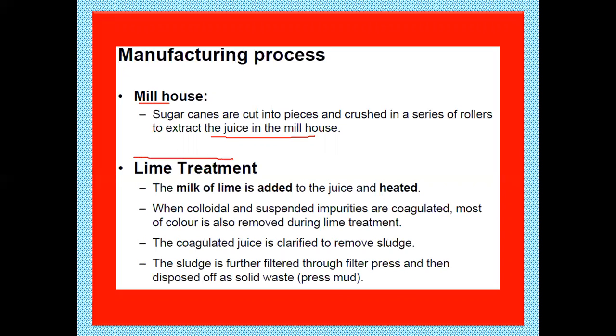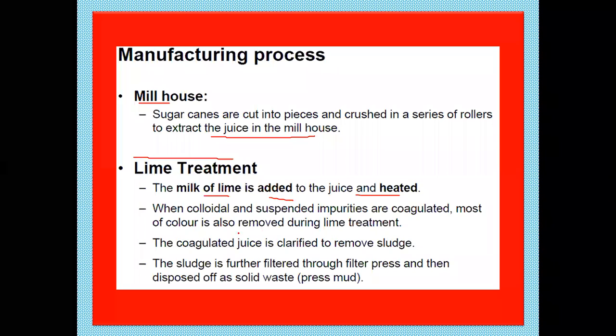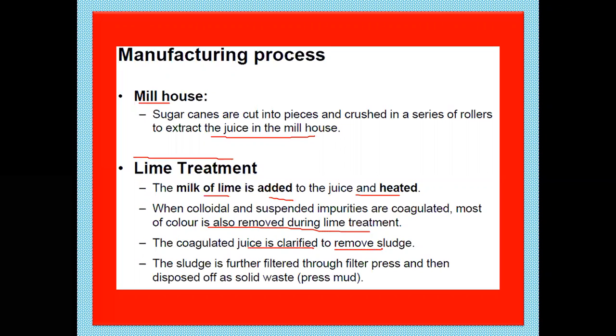Lime treatment. Okay, the milk of lime is added to this juice and heated. అంటే ప్రిజర్వ్ చేయడానికి ఆ జ్యూస్ చెడిపోకుండా ఉండడానికి, what they are doing, lime treatment process ని యూజ్ చేస్తున్నాము. Next, when colloidal and suspended impurities are coagulated, most of color is removed during the lime treatment. So during the lime treatment process, what is done? The color is removed. Okay, the coagulated juice is clarified to remove the sludge.